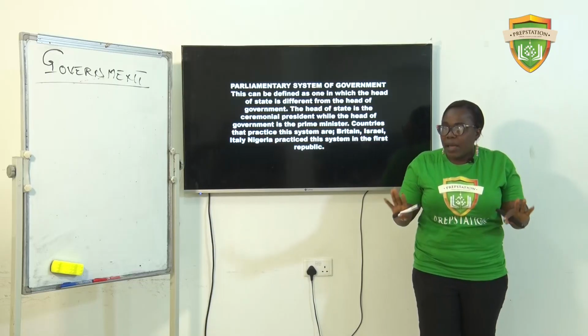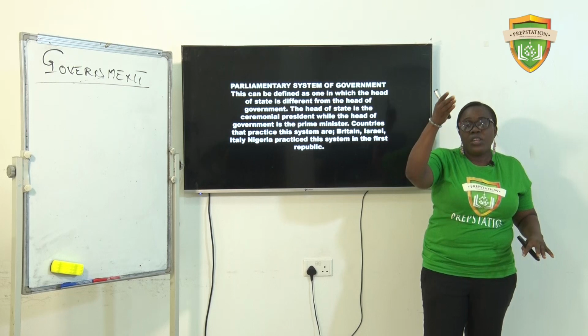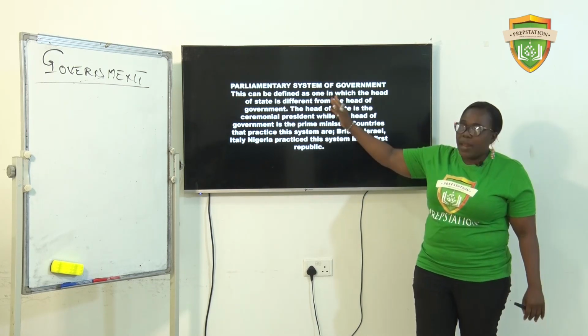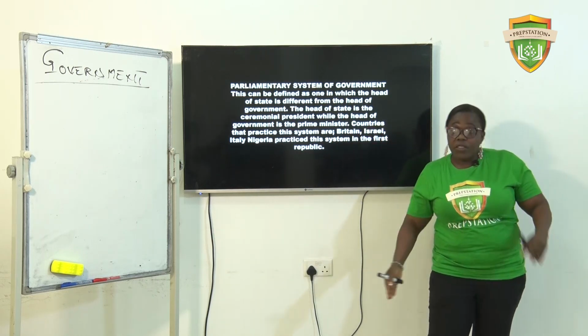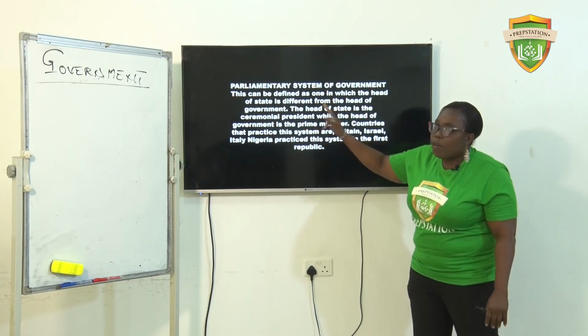A typical example of this system of government, we'll be looking at the United Kingdom. Britain runs a parliamentary system of government. Now we have the king, not the queen. The king is the head of government.